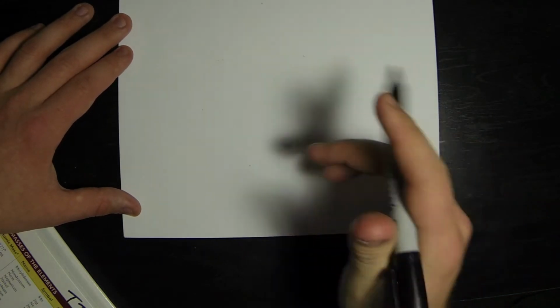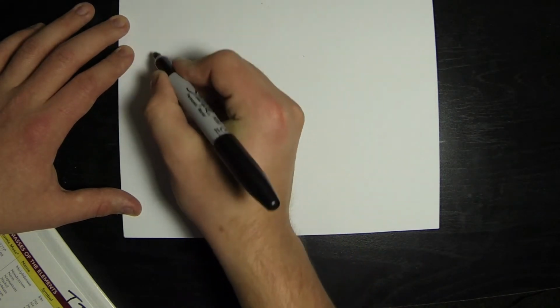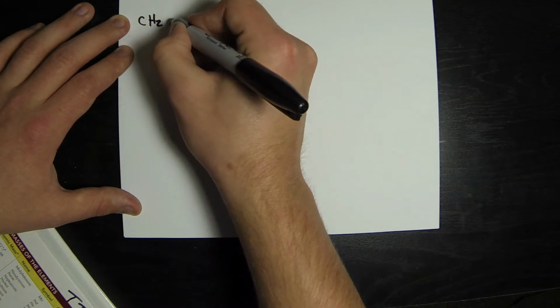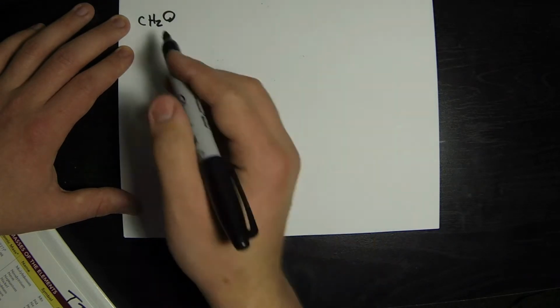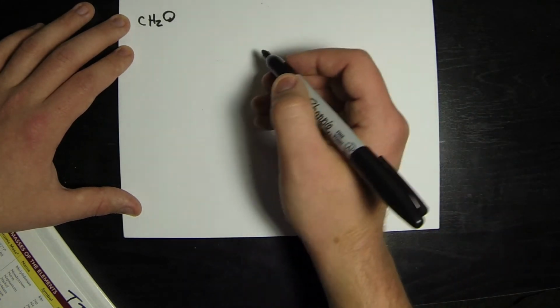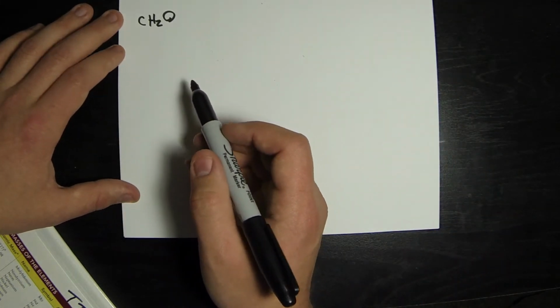So let's do one more, formaldehyde. Formaldehyde is actually the simplest aldehyde. Let's go ahead. The formula is CH2O, just like that. So CH2O. This one is, let's say, tricky. It's like, well, which is the central atom? Is it the oxygen or is it the carbon?